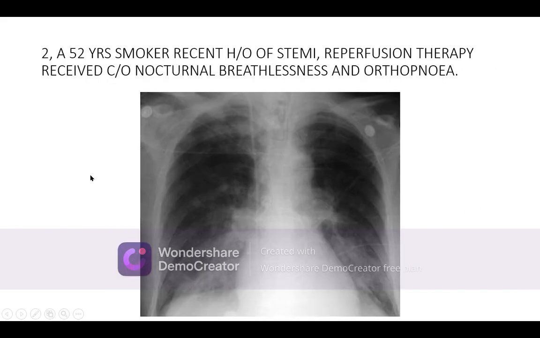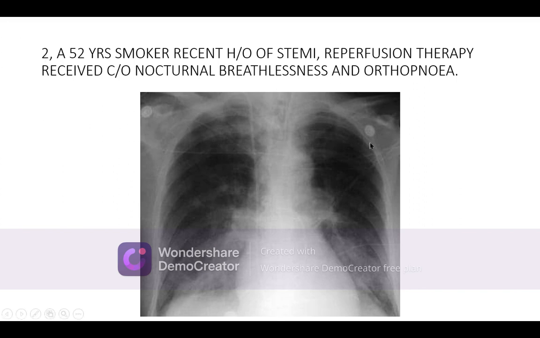The second one: a 52-year-old smoker, with a recent history of STEMI, for which he received perfusion therapy. Now he is complaining of nocturnal breathlessness and orthopnea. These are the signs, all in front of you. The patient has a history of STEMI, perfusion therapy has been given, and he has shown some of the major criteria of congestive cardiac failure, predominantly left ventricular failure.